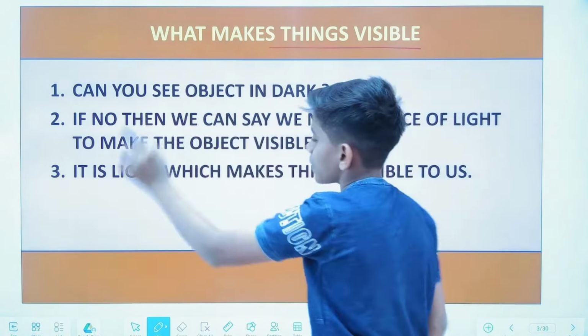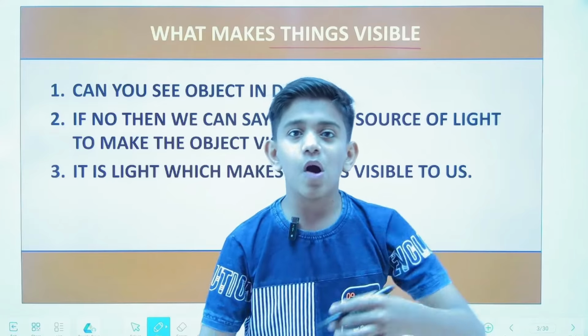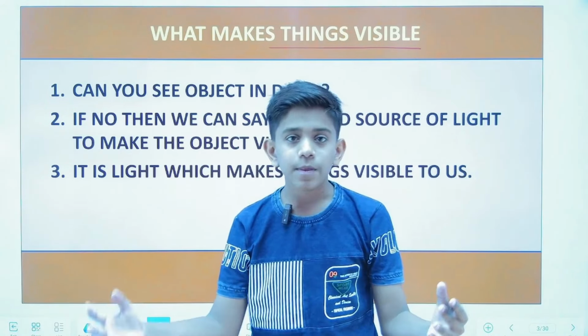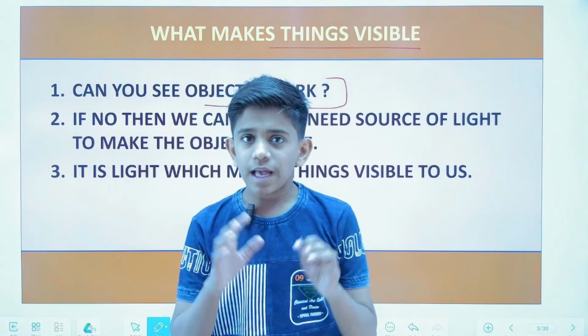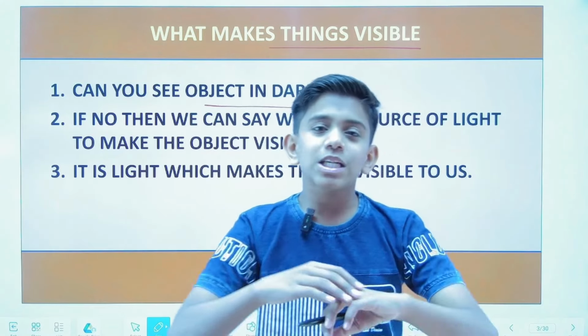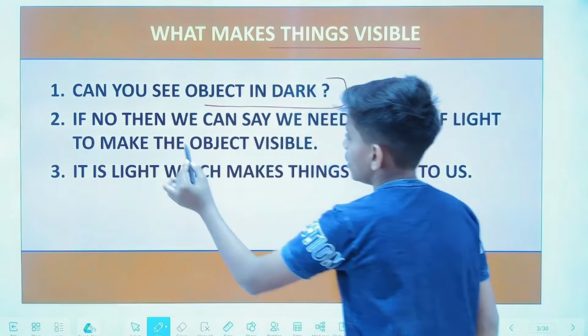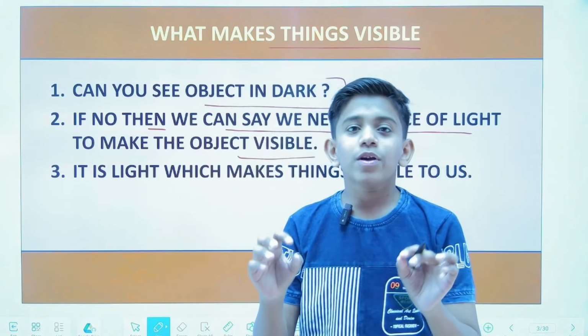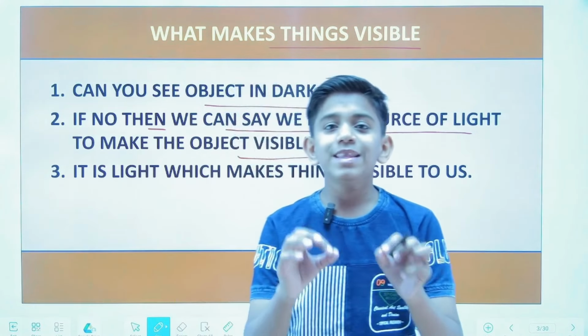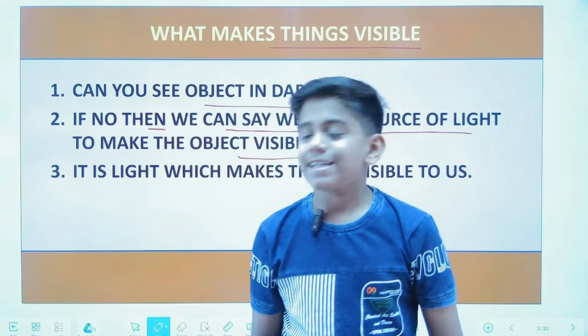What makes things visible? Now you have many things in your surroundings. You have a book, you have a pen, you have a chair in your room, you can see various things. How are these visible to us? You cannot see objects in the dark. Now, at the start of the video, could you see me? No, you cannot see objects in the dark. If no, then we can say we need a source of light to make objects visible. Now when I turn on the light, only then can you see me. So here we can justify that to see any object, we need light. It is light which makes things visible to us.